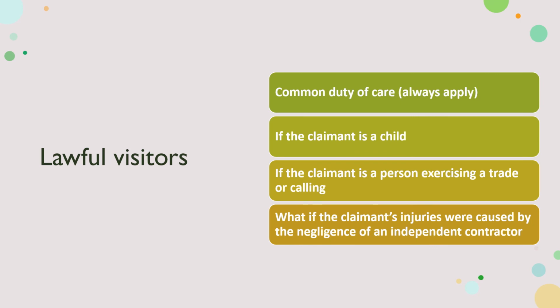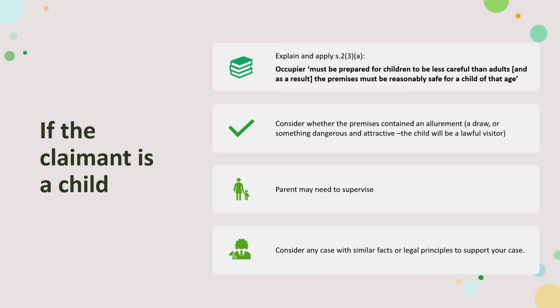Now, we've said we only use the second, or the 2, 3, and 4 here, if relevant. We know Lisa is a child. Now, if you're not a Simpsons fan, Lisa is 8 years old and has been since the mid-90s or late 80s, so therefore she is 8 years old for the purposes of this question. So, if the claimant's a child, we need to be prepared for them to be less careful than adults. And so, in this context, we need to make it safe for a claimant of that age.